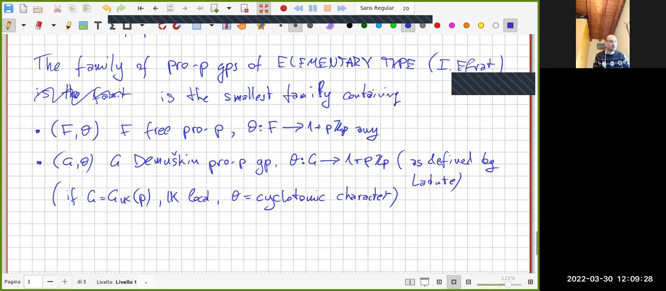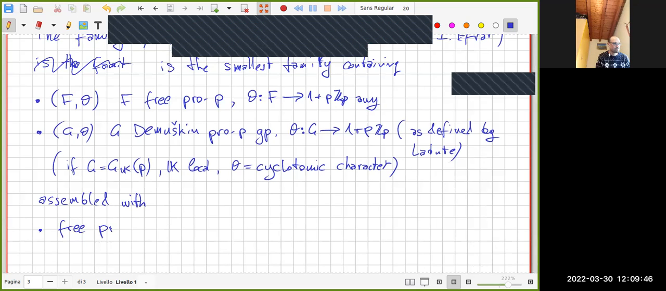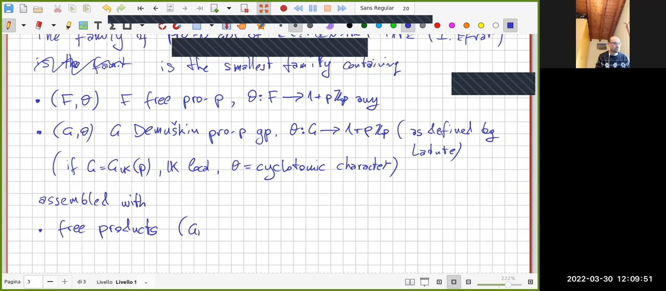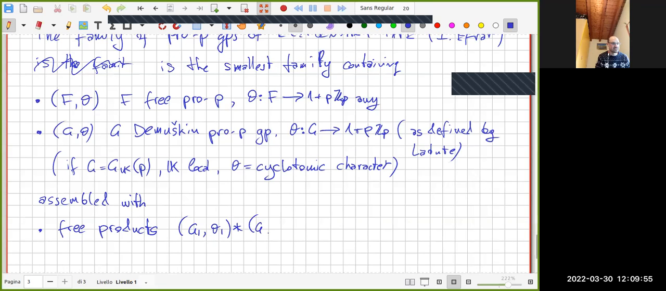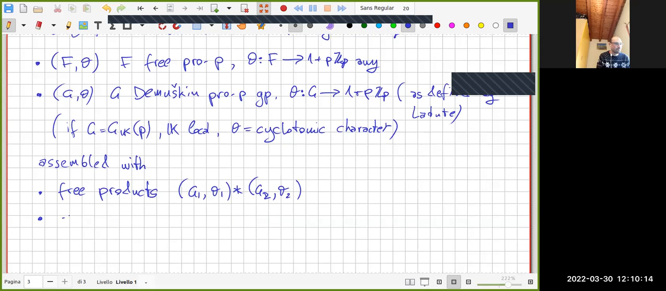And how do we assemble them together? We have two operations. Well, the first operation is free products, which is defined as the free pro-p product of pro-p groups. And theta for this new free product is defined using the universal property of the free product. And the other operation we can employ is the semi-direct product with Zp, with action given by the map theta attached to G.